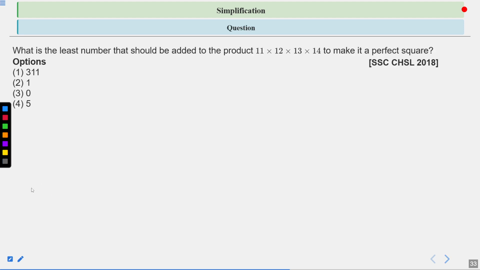What is the least number that should be added to the product of 11 into 12 into 13 into 14 to make it a perfect square? This question was asked in the SSC CHSL exam in 2018. There are 4 options. First one is 311, second is 1, third one is 0, and fourth one is 5. Now you have 10 seconds to solve this question. Your time starts now.